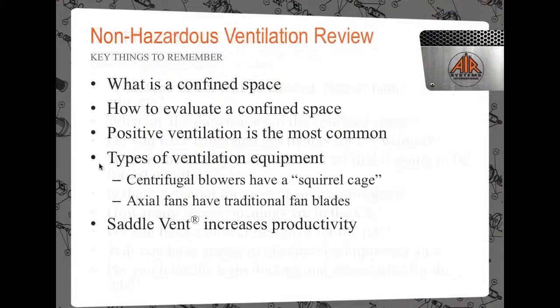Key things to remember from this training module are: what is a confined space? How do we evaluate a confined space? Positive pressure ventilation is the most common way to ventilate a confined space. Types of ventilation equipment are centrifugal blowers, which have a squirrel cage, and axial fans, which have traditional fan blades. And the saddle vent increases productivity and worker safety.